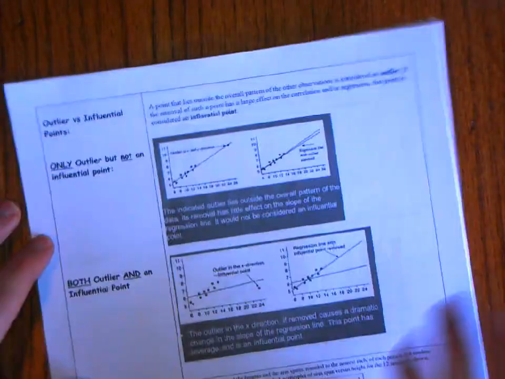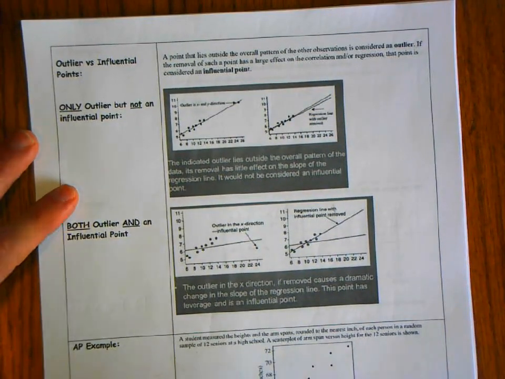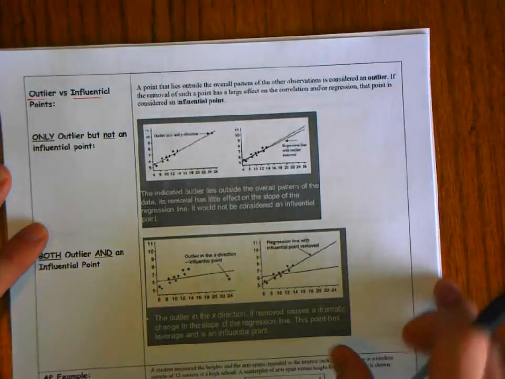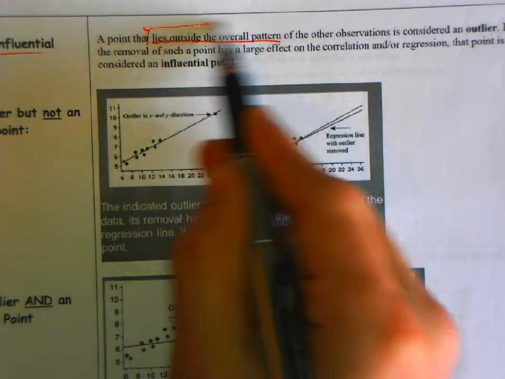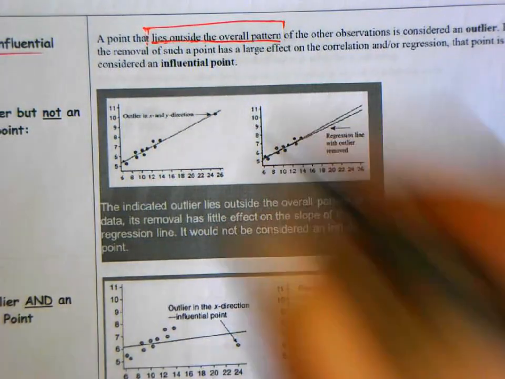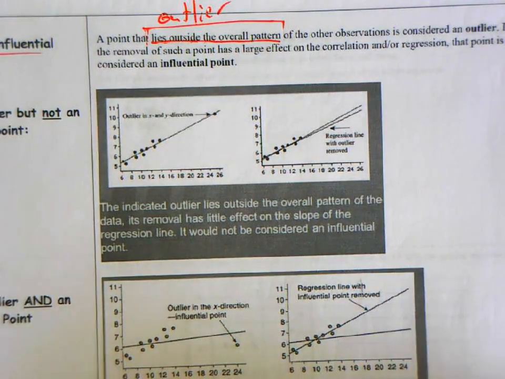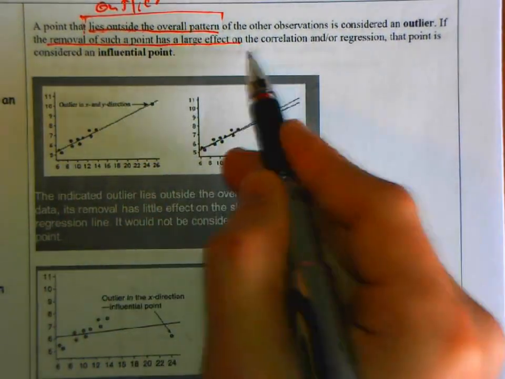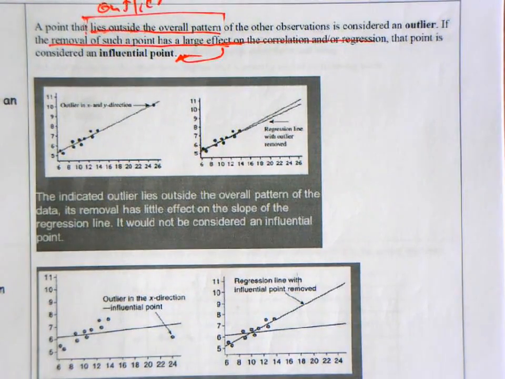Fun times. We're going to look at these scatter plots and we're going to see some points that kind of look weird. Sometimes they're outliers. Sometimes they're influential. Sometimes they're both. What's an outlier? You've heard the word outlier. An outlier lies outside the overall pattern. Great. That's what an outlier is. An influential data point is one, well, it has influence. The removal of such a point has a large effect on the correlation and/or regression. Call it influential if removing it would have a big effect.